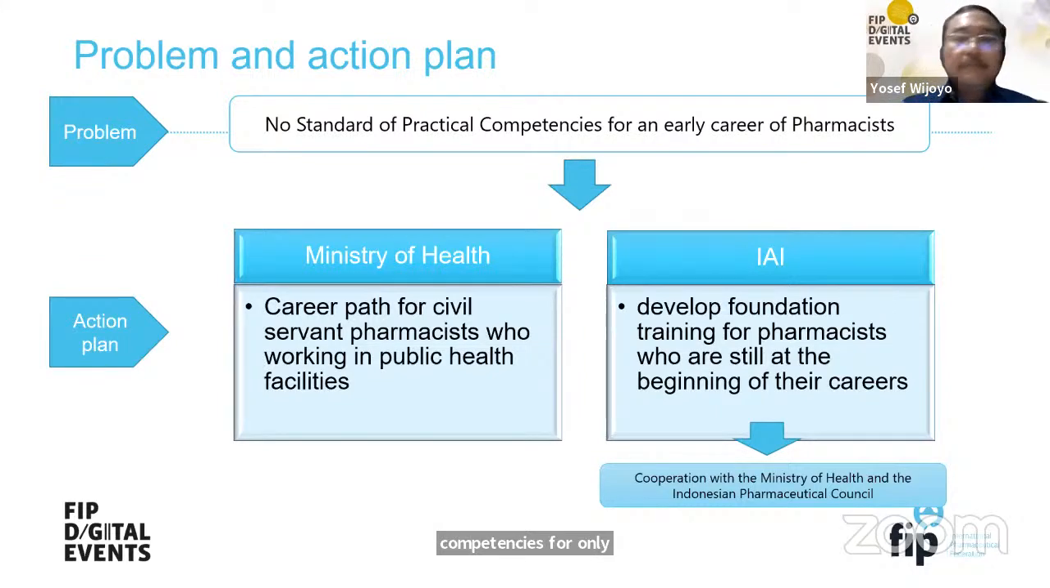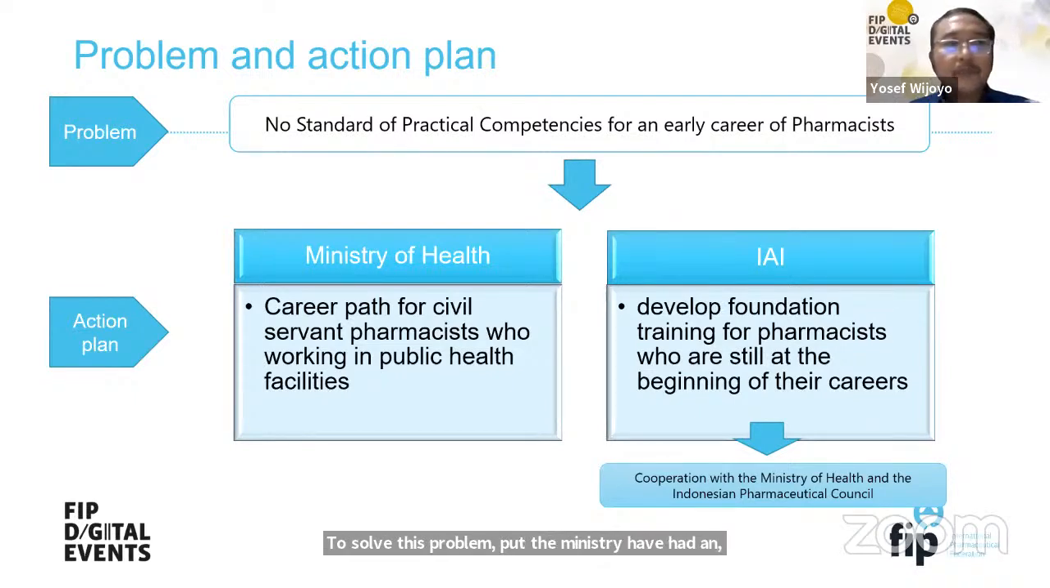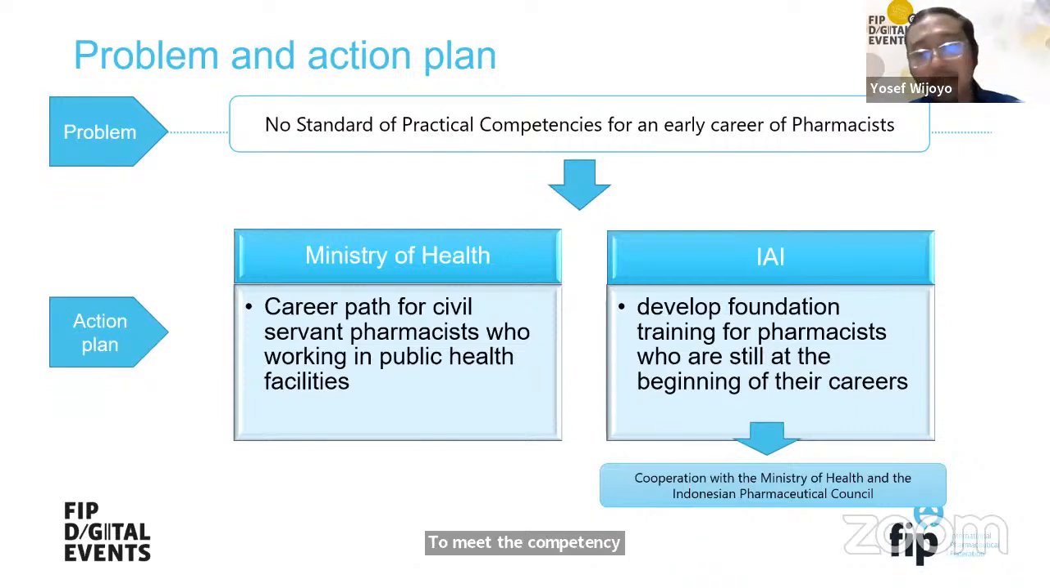To solve this problem, both the Ministry of Health and the Indonesian Association have strategic plans that are priorities for an early career of the pharmacists. There is already a career path set by the Indonesian government, but this only applies to pharmacists with civil servant status practicing in public health facilities. The Ministry of Health also prepares on-the-job training for pharmacists just starting out as civil servants to meet the competency requirement to practice in government health facilities.